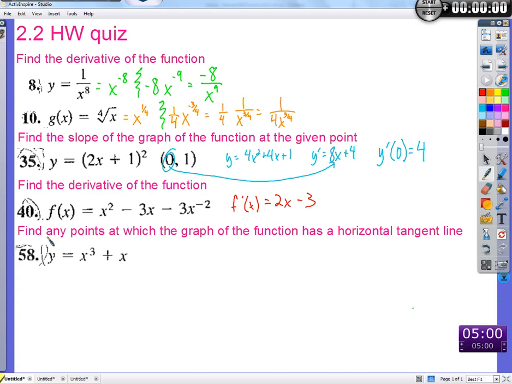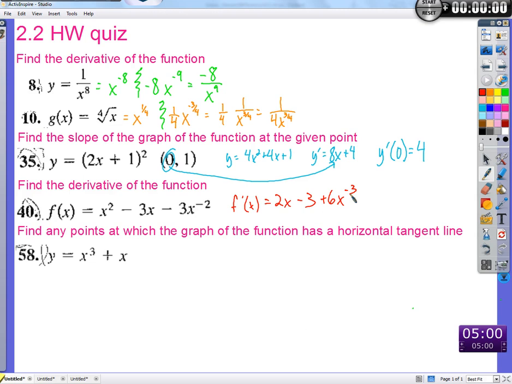Minus 3. Then we have plus 6x to the negative 3. Negative 2 times negative 3. Good job. 6x to the negative 3. There it is. Which is wonderful. You can't even imagine how difficult that would be if we had to do the limit process, especially for exponents.